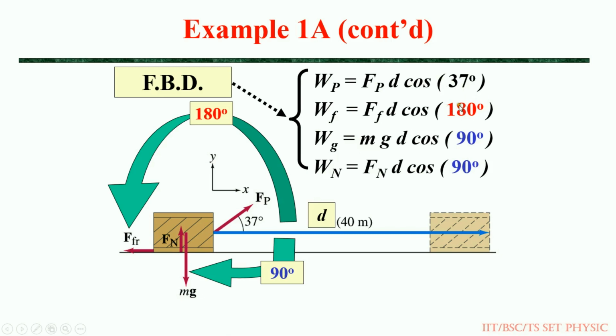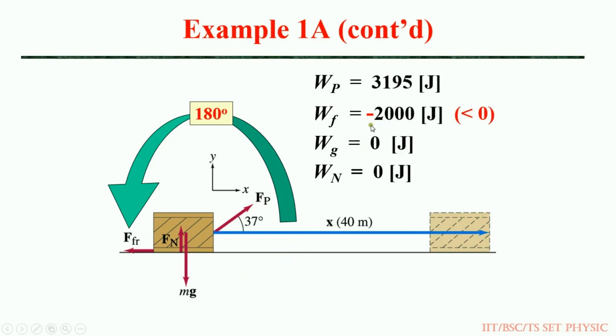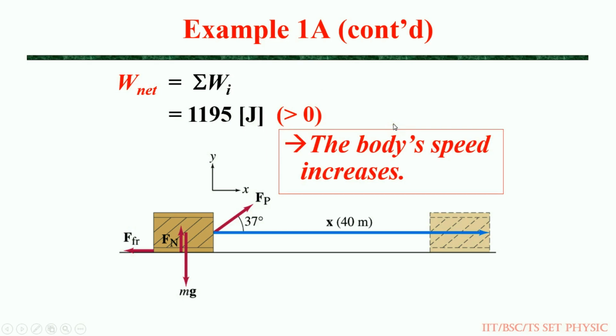Both of those are zero, and we calculate only the first and second. The work by the person applying the force on the body is 3195 joules, and the friction force is always opposite to the applied force or person force. Then W_F is equal to minus 2000 joules. Then the net or final value is equal to 1195 joules.